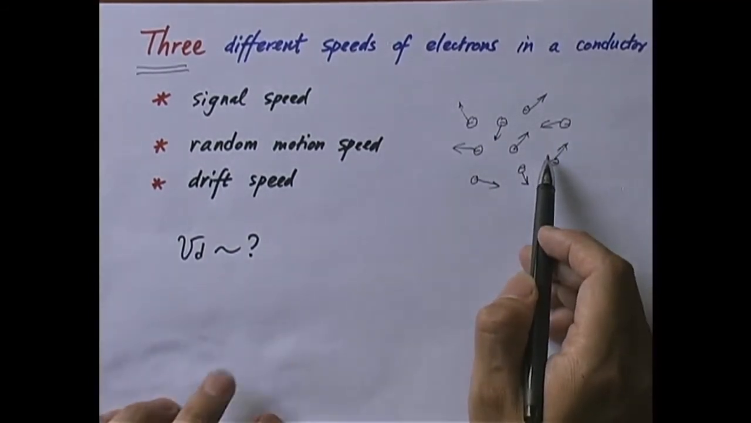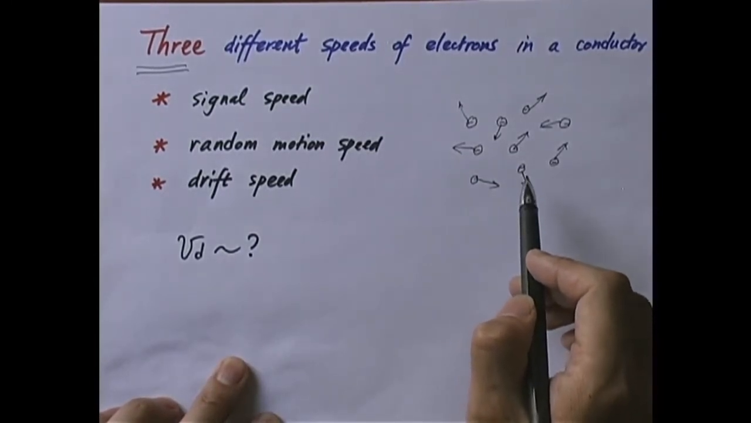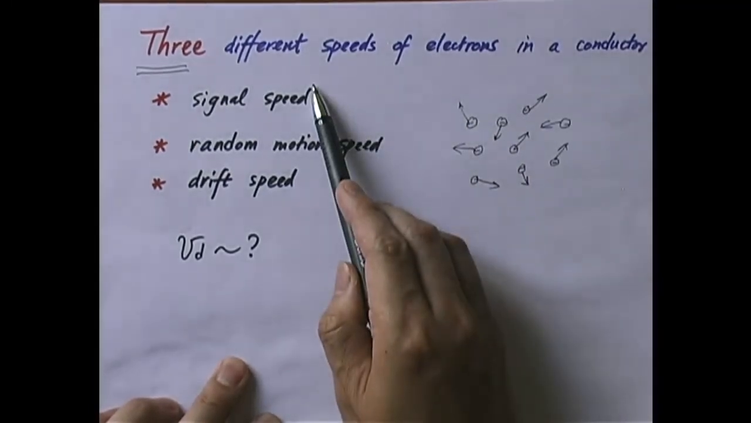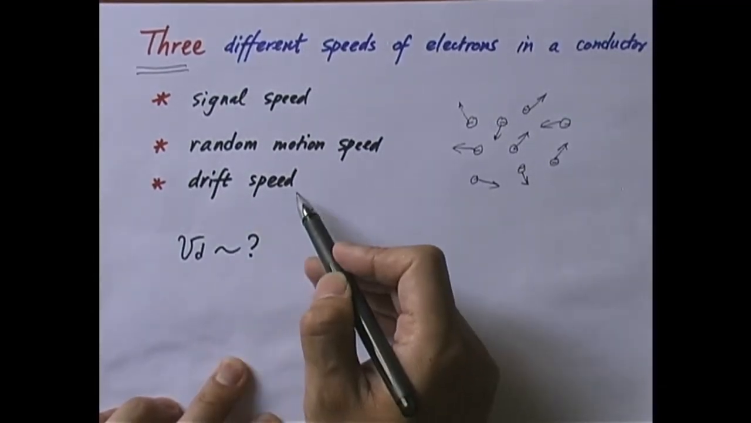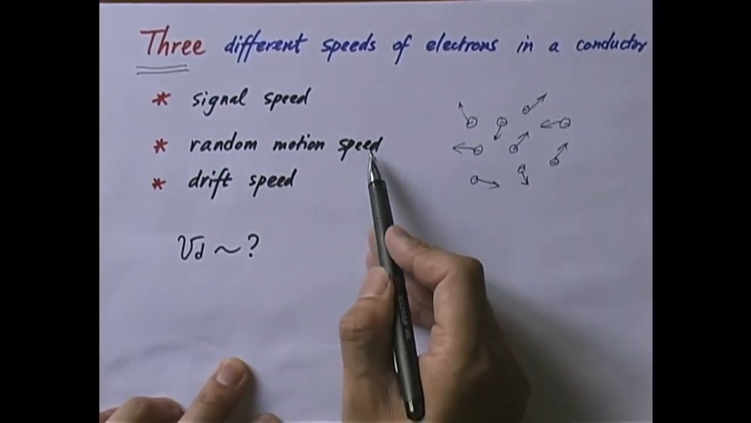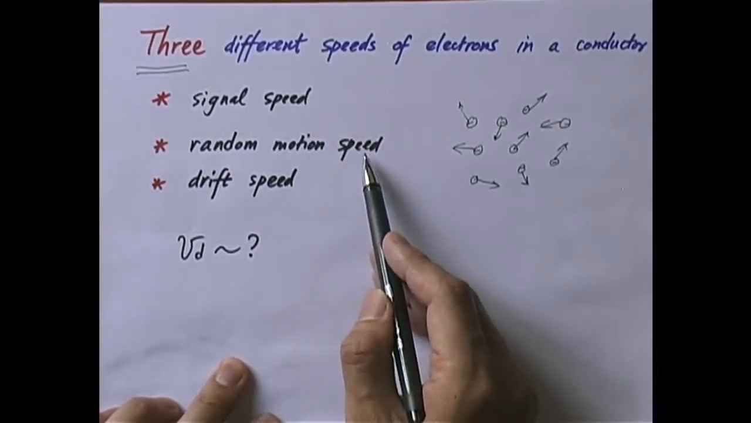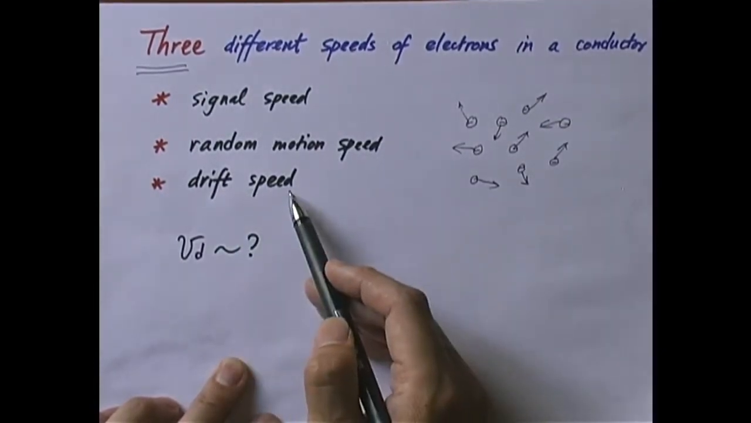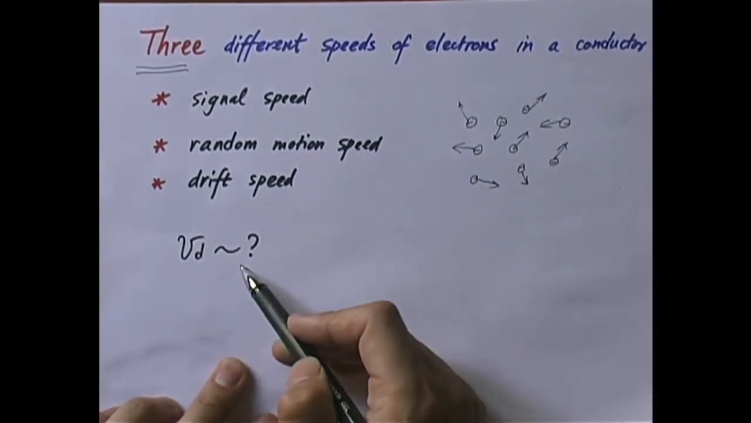No matter how fast the random motion speed is, it is not going to cause any net current flow because the direction is random. So that is not what we're talking about. The drift speed, that's the third speed. That is what we're talking about. Now we know the signal speed is the speed of light, extremely fast, and the random speed is also very fast, a few miles per second. And what about drift speed? That is the speed that is actually responsible for forming an electrical current, right? How much is that? What is the order of magnitude?